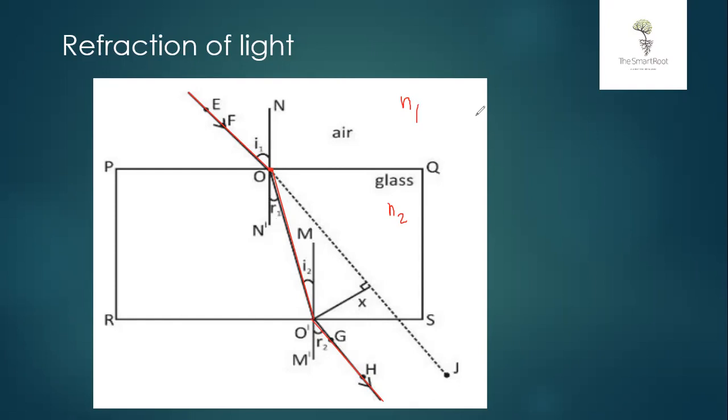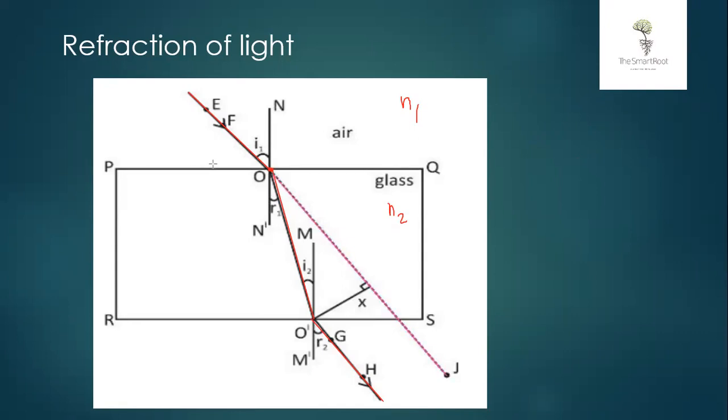So when light travels from a rarer medium to a denser medium, it is bending towards the normal. The same light, if it is traveling from a denser medium to a rarer medium, is bending away from the normal. You have to keep this in mind. You will be describing the same thing in your exam for this particular topic. Okay.